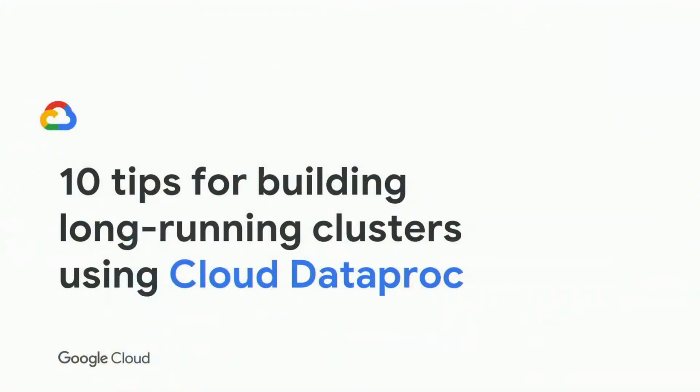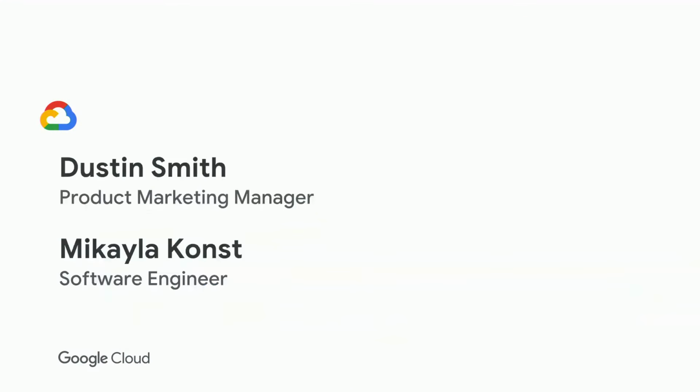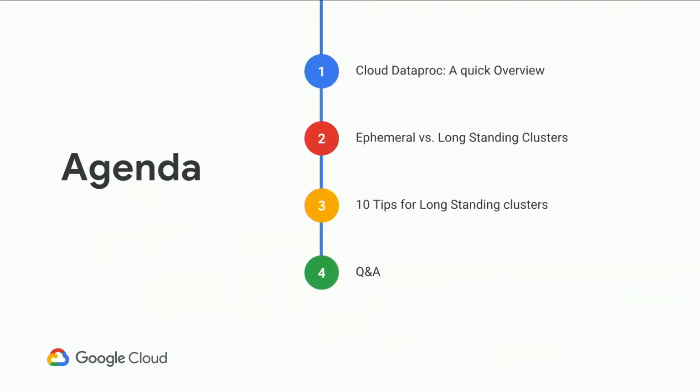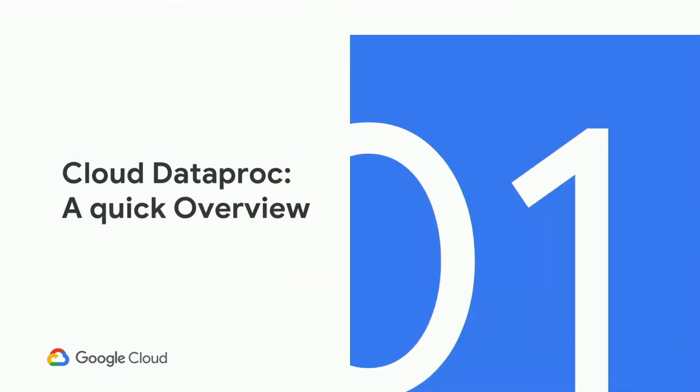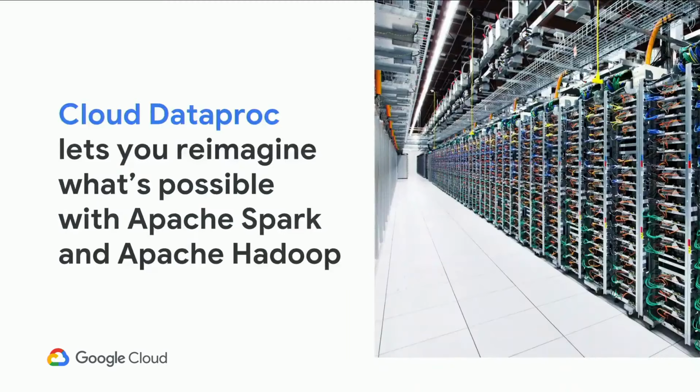As we're talking about 10 tips for building long-running clusters using Cloud Dataproc, our agenda is very much focused on giving a quick overview of Cloud Dataproc, what it is, why we have it here at Google Cloud. We're going to be talking about ephemeral clusters versus long-standing clusters. And then we're really going to get into Michaela's favorite topic, which is 10 tips for long-standing clusters on Google Cloud. And then we're going to do some live Q&A at the end. So let's go ahead and get started and talk about Cloud Dataproc itself.